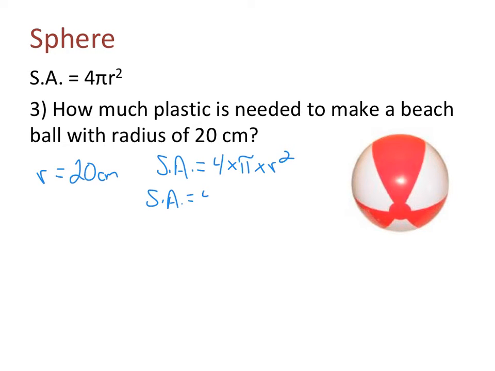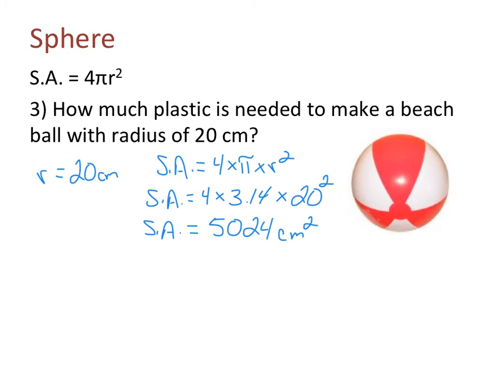Surface area equals 4 times 3.14 times 20 squared. And using my scientific calculator, I plug that in, and I get that surface area is equal to 5,024 centimeters squared.